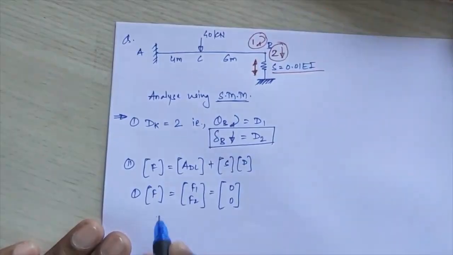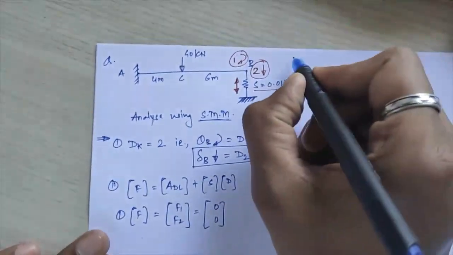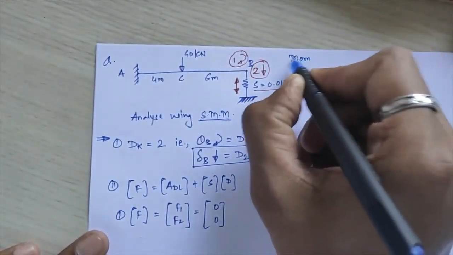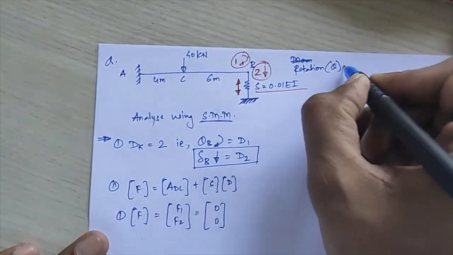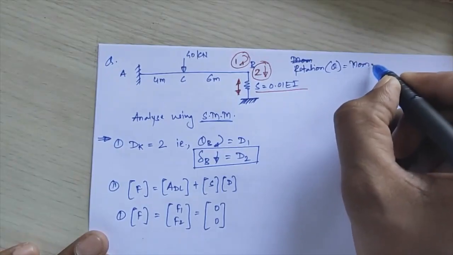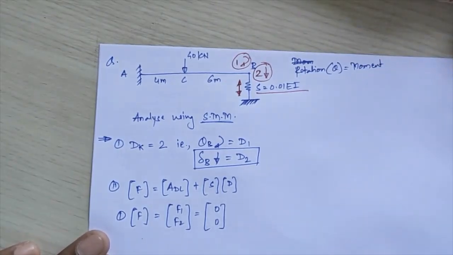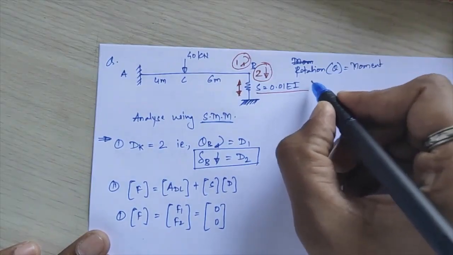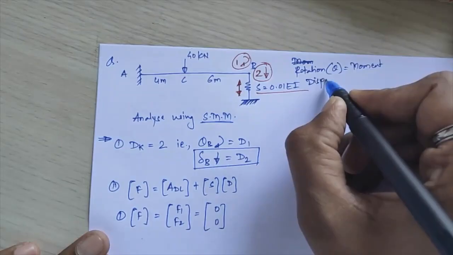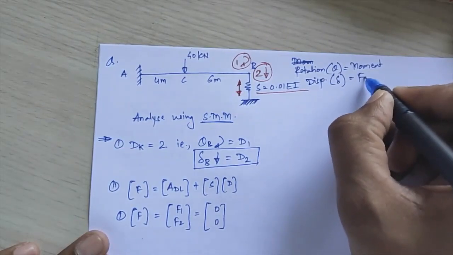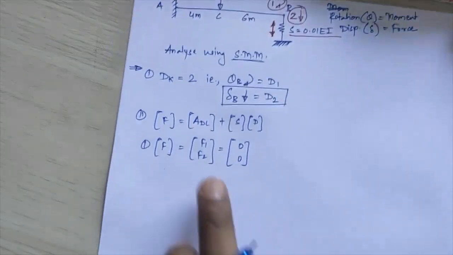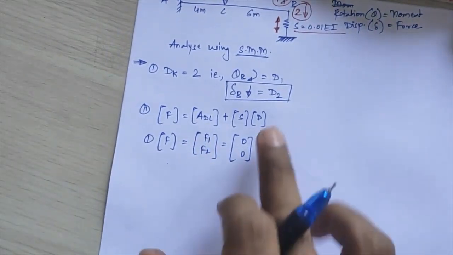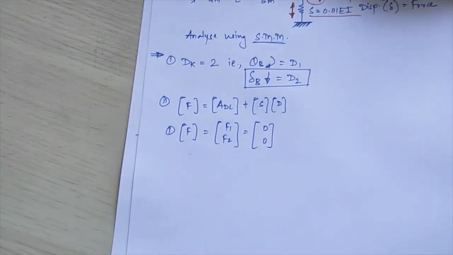Simple, you can note this: if you have moment or rotation as your redundant, that is, if the redundant is theta, then you have to see the moment as the corresponding applied load. And if you take the redundant as displacement, that is delta, then you have to see whether any point load or force is correspondingly provided at that point or not. Then and only then will these F1 and F2 values come. Otherwise, if those are not given, they will come equal to 0.